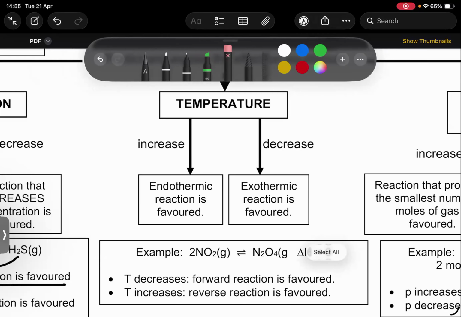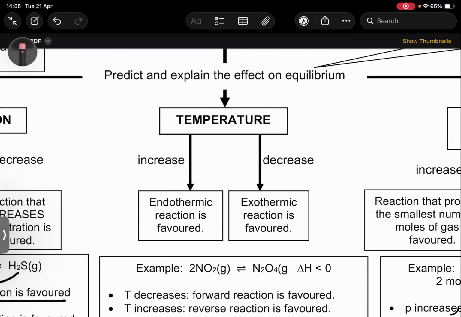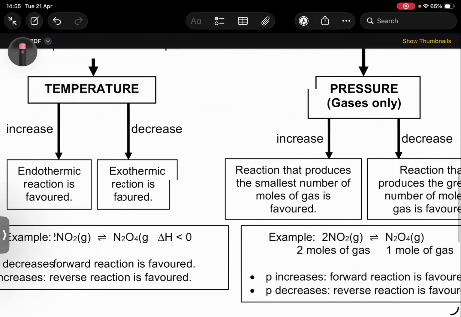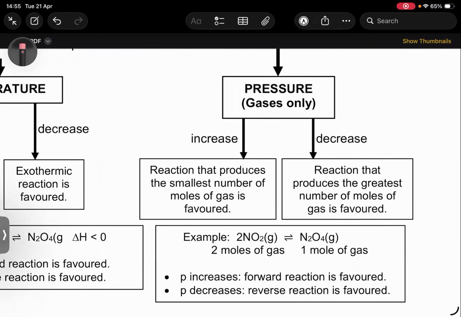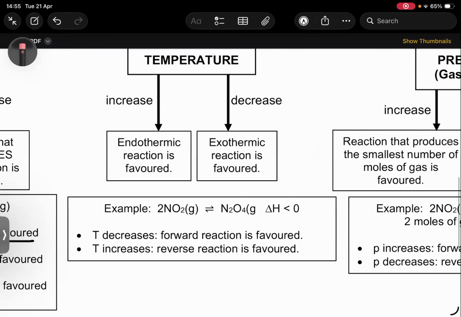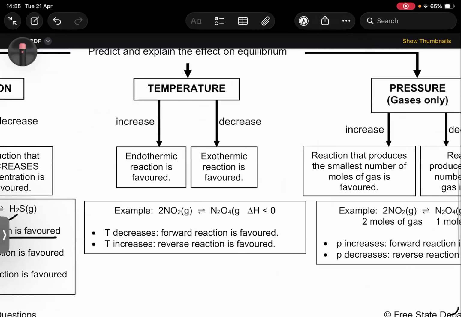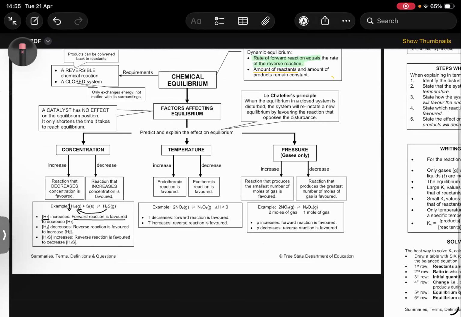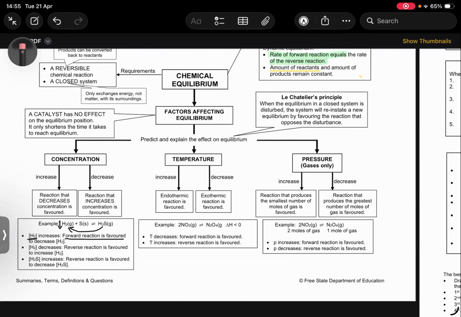Okay. In our next lesson, we are going to talk about the pressure. For now, I'm just going to stop here at temperature, and later on we're going to continue with reaction rates. So I'm going to talk about the pressure, and then we move.